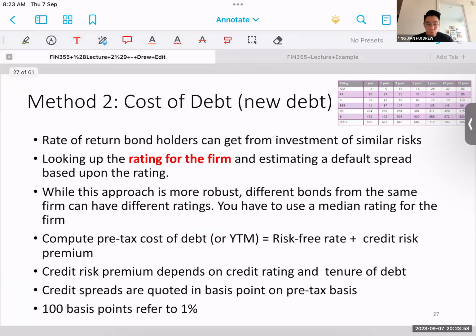Now, method 2 is new debt. So the company has no debt yet, right? If the company has no debt, it's going to issue new debt. What do we do now? We look at the rating of the firm.